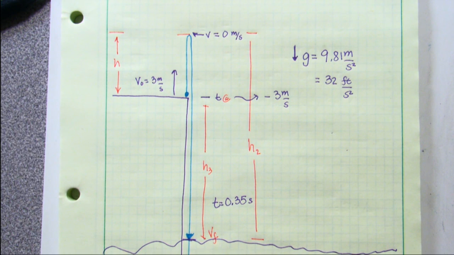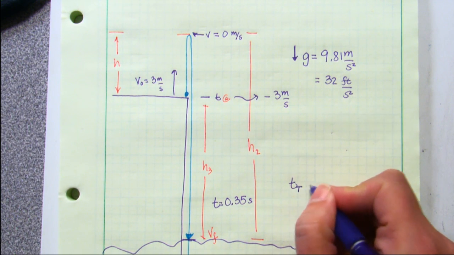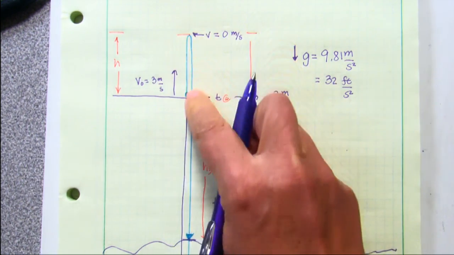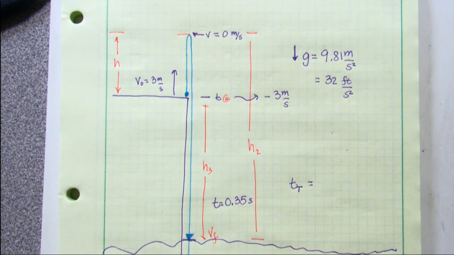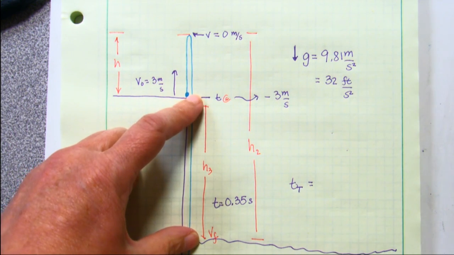And then I could be mean, cruel, and wicked and want to know what the total time is, which is going to be the time of this part plus the time of that part. So this problem, as we've set it up, allows us to do a whole lot of different things. So let's start with this part.